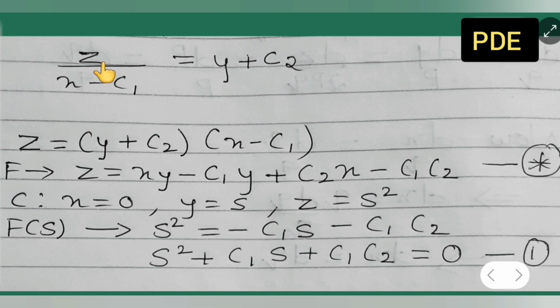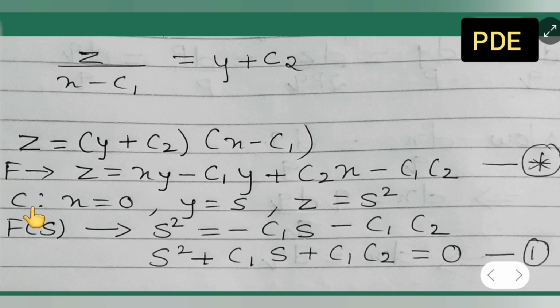Now z, write it as z is equal to y plus c2, okay, into this, you take it here only in the bracket x minus c1, okay. Now this is your function f. So z is equal to xy, multiply this into this, xy minus c1y plus c2x minus c1 into c2, okay, and take this as star.